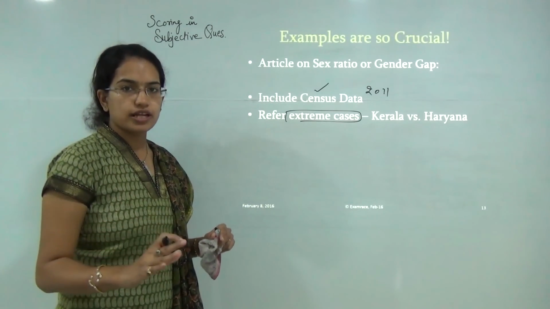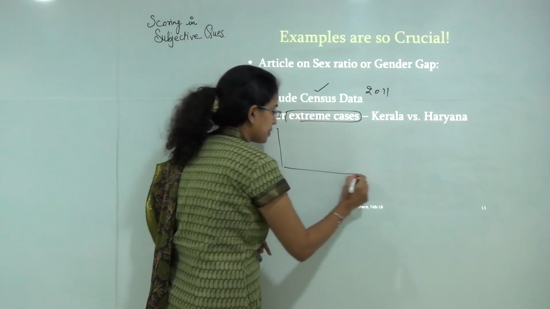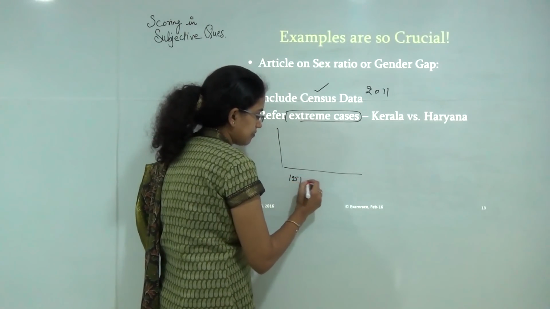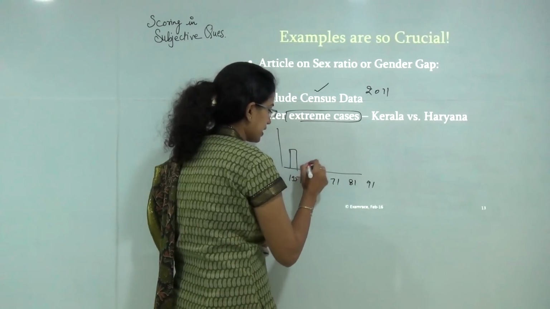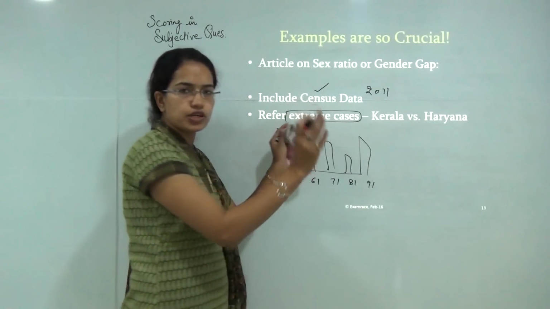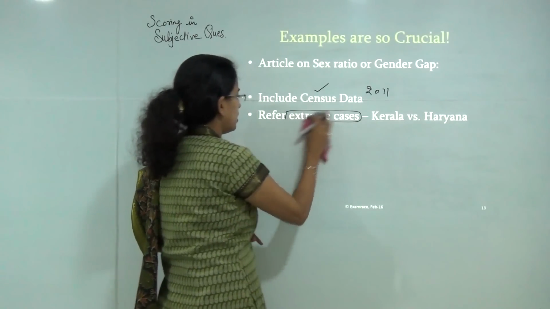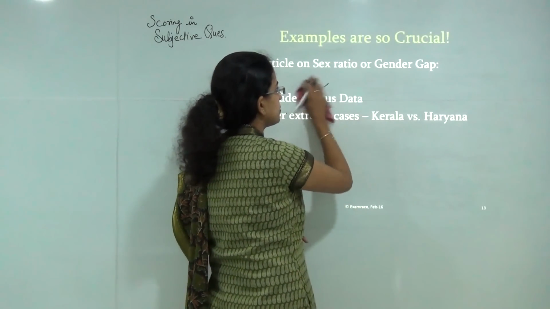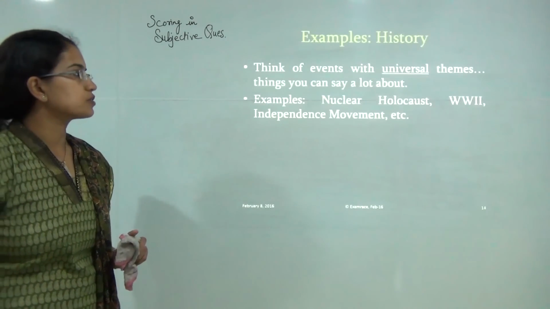If you have knowledge, or if you are good at memorizing facts, and if you have knowledge of the previous years, you can say 1951, 61, 71, 81 and 91. You can just quickly depict the sex ratio by chart, whatever it is. You can draw the values of the sex ratio on a chart. So these are some of the techniques that you can apply. So examples, as I said, are very, very crucial.